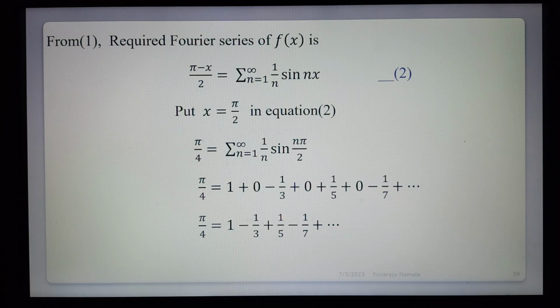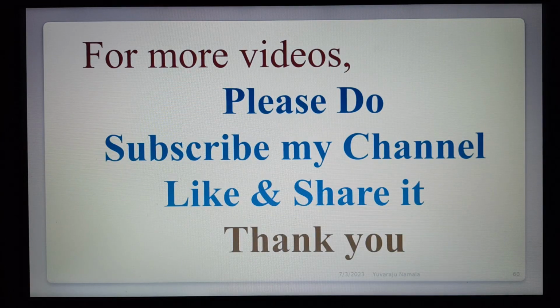This is the required result of the given question. Hence proved. So this is another problem on Fourier series expansion.